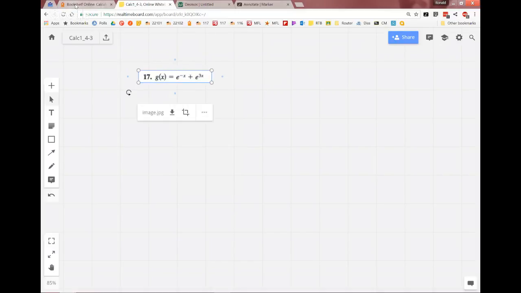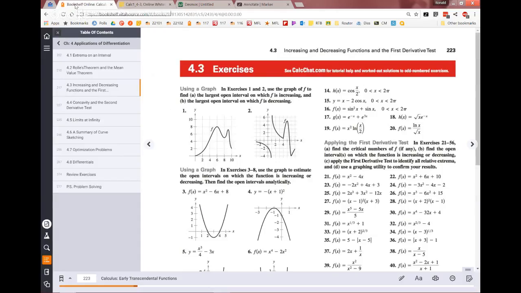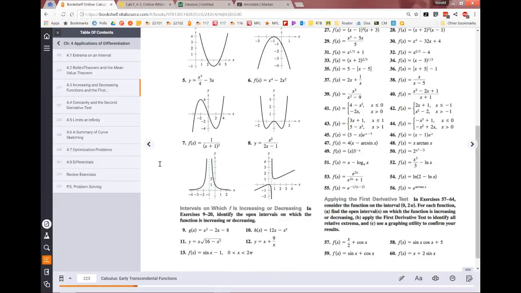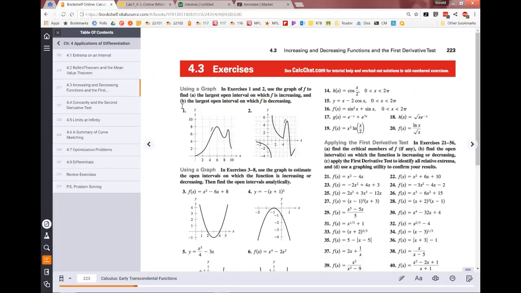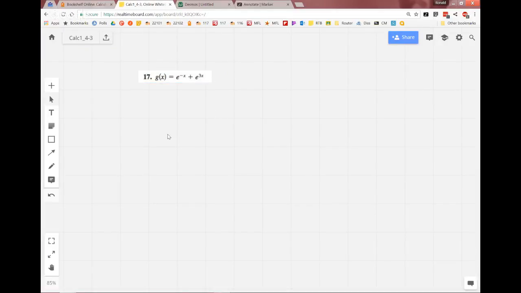So the directions on number 17 were to identify the open intervals on which the function's increasing and decreasing. So all we've got to do is find those intervals. In order to find that out, we need to do a derivative, right? And we need to find out when the derivative is positive and when it's negative. So we need to find out if there are any points where the derivative is 0. Okay, so take the derivative.